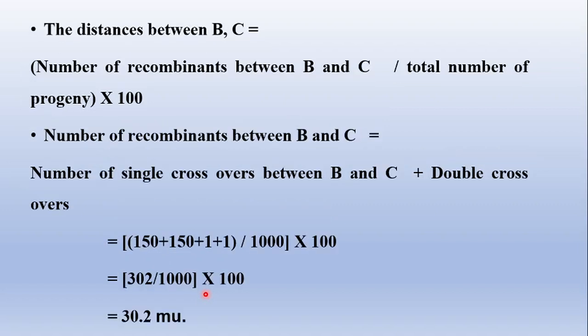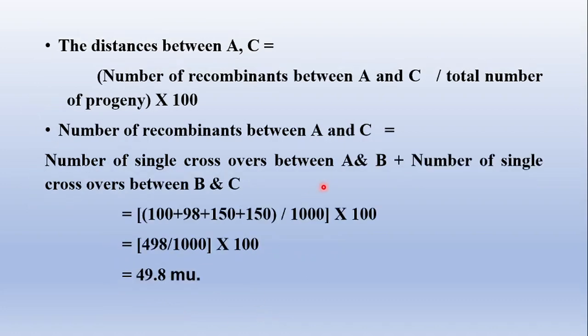And coming to the distance between B and C, it is also calculated in the same manner: number of recombinants between B and C over total number of progeny into 100. The number of recombinants between B and C is equal to the number of single crossovers between B and C and double crossovers. Automatically the answer is 30.2 map units.